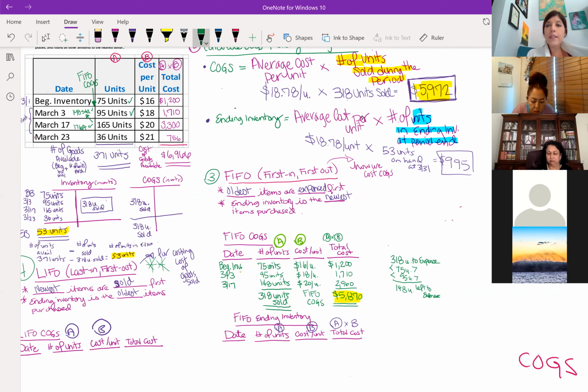For FIFO ending inventory, what we have left over is the newest items. So in inflationary periods, FIFO's ending inventory is basically telling us replacement cost. It's the most accurate in terms of replacement cost, and it consists of the newest items in inventory. So we're going to be starting from the bottom for FIFO ending inventory.